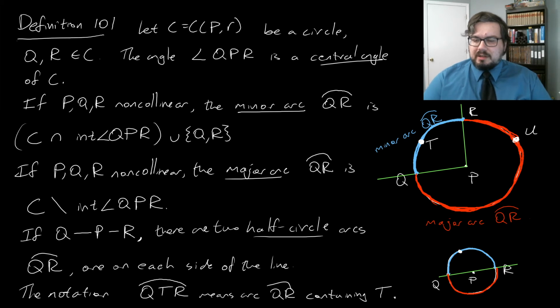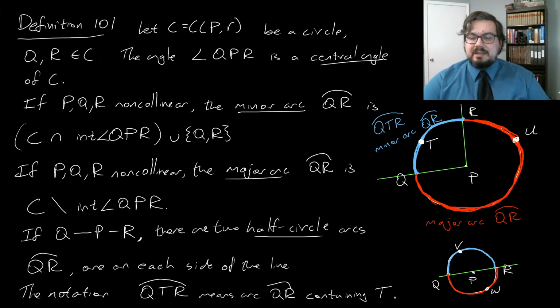So if we put some more points into this notation, let me put a T here and a U here and a V here and a W here, then we have that this minor arc QR that we had before could also just be written as QTR, and that actually eliminates any ambiguity here.